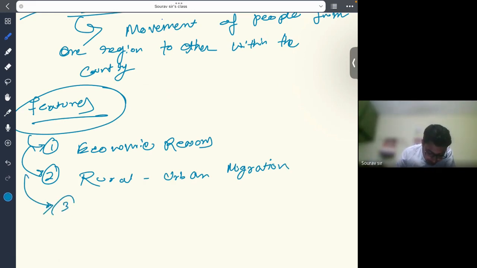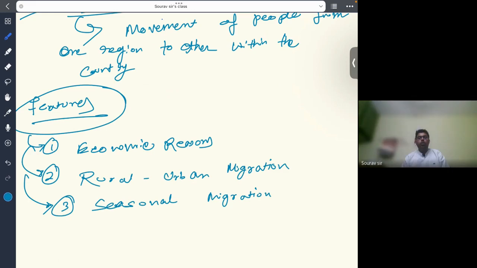Thirdly, a common scenario in the Indian economy, seasonal migration. Many migrant workers in India engage in seasonal migrations where they move to cities for work during certain seasons and return to their hometowns during other seasons.